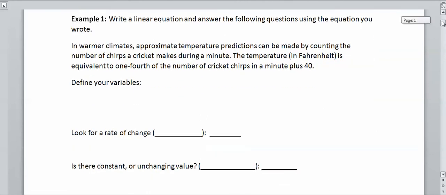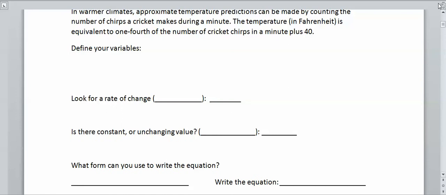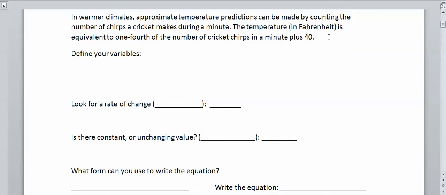Okay, so for my first example, it says write a linear equation and answer the following questions using the equation that you wrote. So it says in warmer climates, approximate temperature predictions can be made by counting the number of chirps a cricket makes during a minute. The temperature in Fahrenheit is equivalent to 1/4 the number of cricket chirps in a minute plus 40. Okay, so when the crickets are chirping, saying that 1/4 of them plus 40 gives me the temperature.